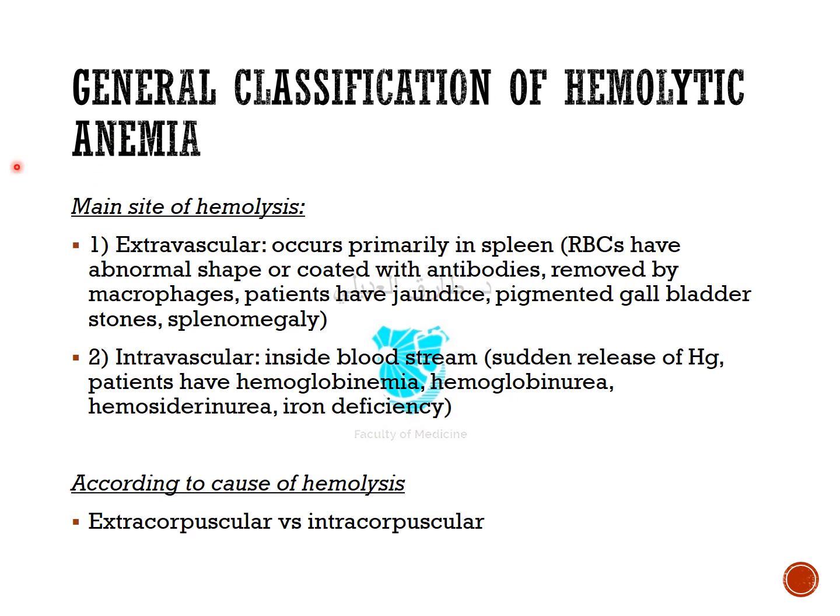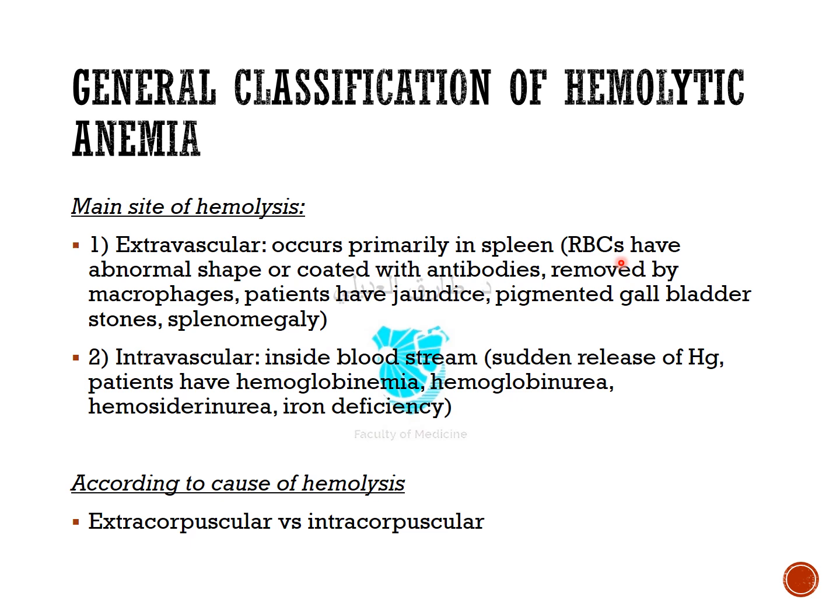Classification of hemolytic anemia. In the pathogenesis, it is important to know where is the site of hemolysis. Most commonly, it occurs outside the blood vessels. It occurs in the spleen, the main site of hemolysis. So we call it extravascular hemolytic anemia, which is the most common form. The RBCs are taken by the macrophages in the spleen and they are destroyed.